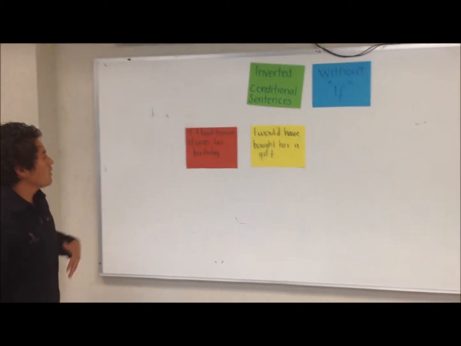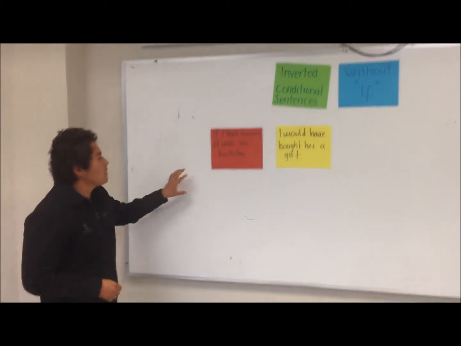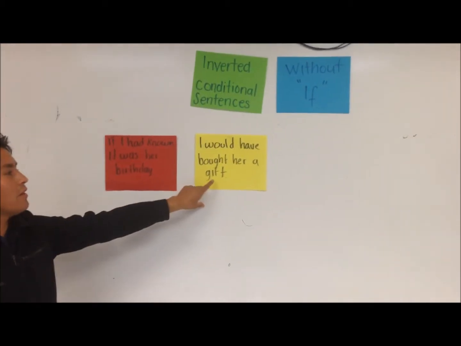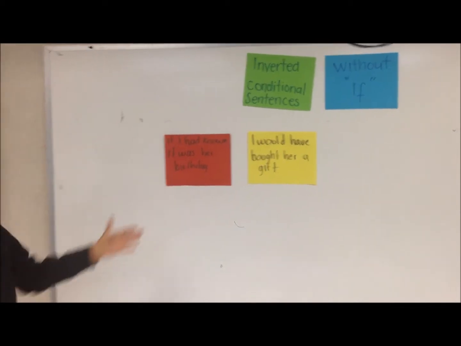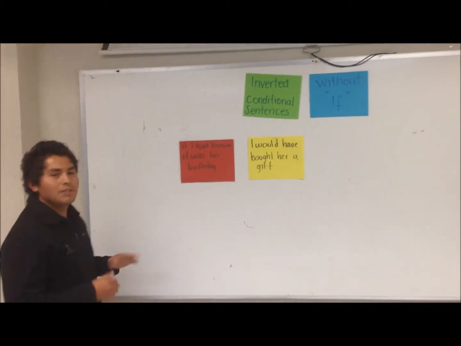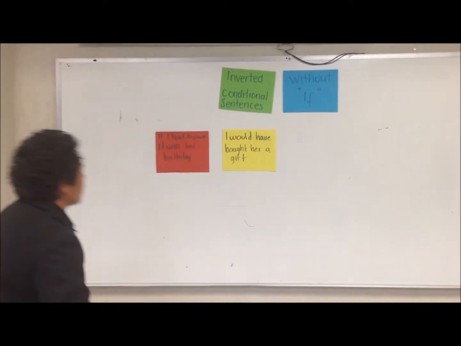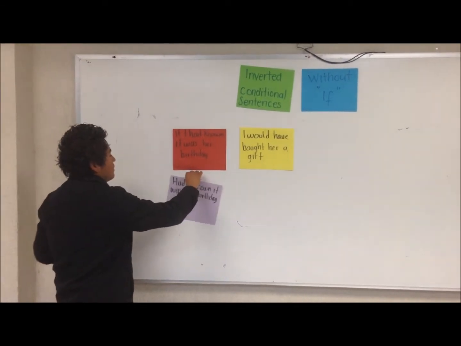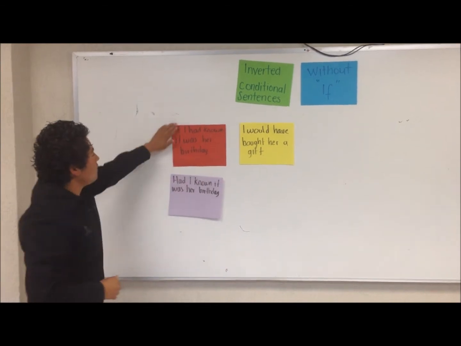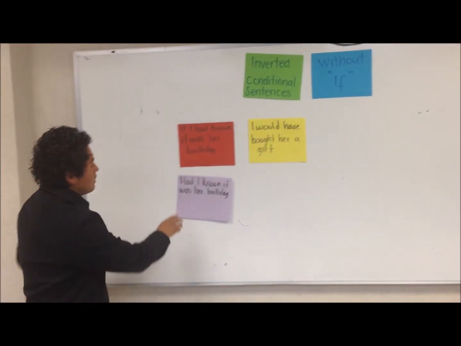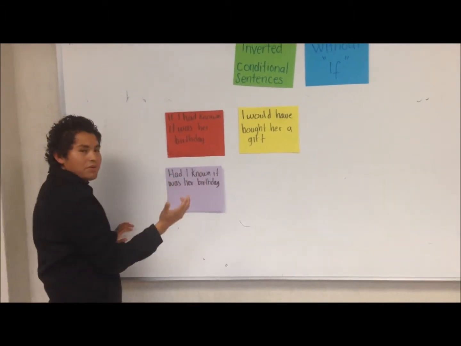Okay, now here we have an exercise for you, which says, if I had known it was her birthday, I would have bought her a gift. So how can it be inverted? Let's see. We are taking out if, and we are changing the order of the auxiliary and the subject. And this is our final product.